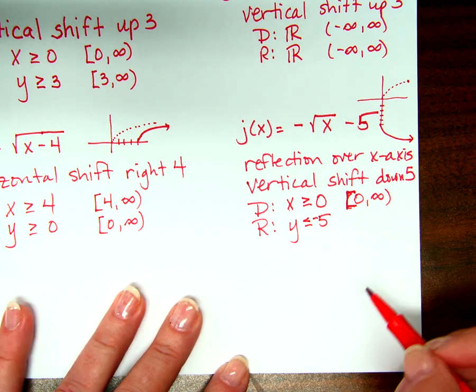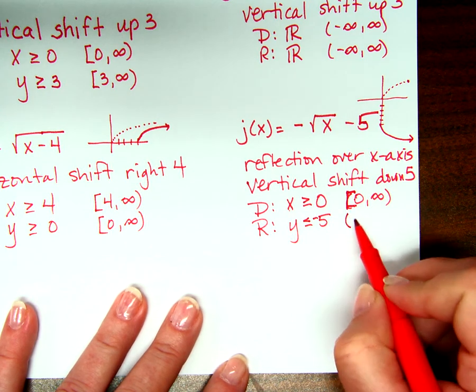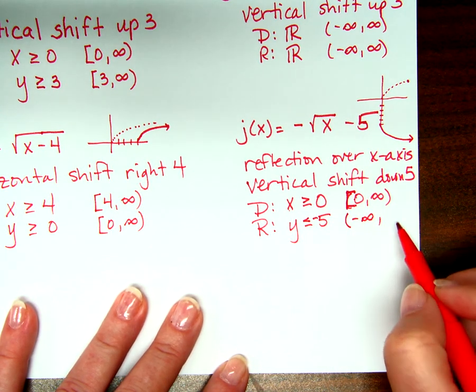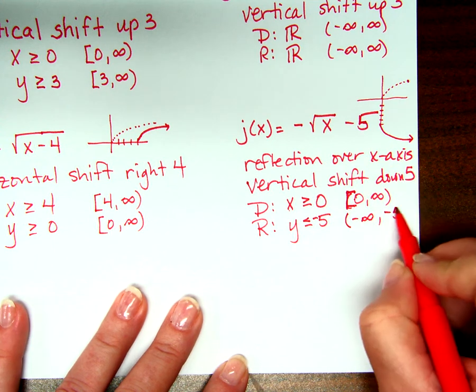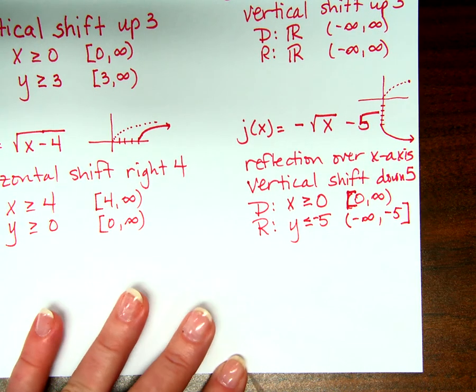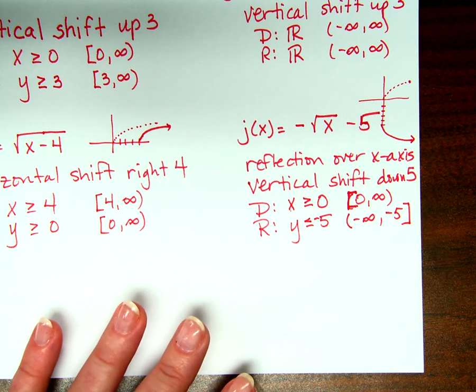What's an interval notation look like? -infinity, because it goes all the way down, all the way up to -5. We got to be careful when reflections happen. Okay? Yes?